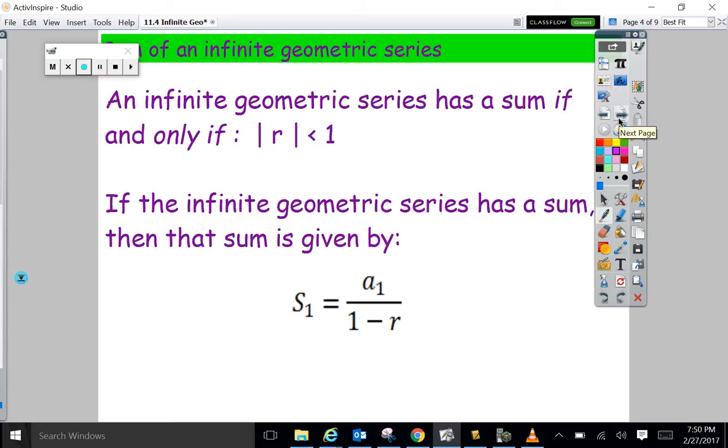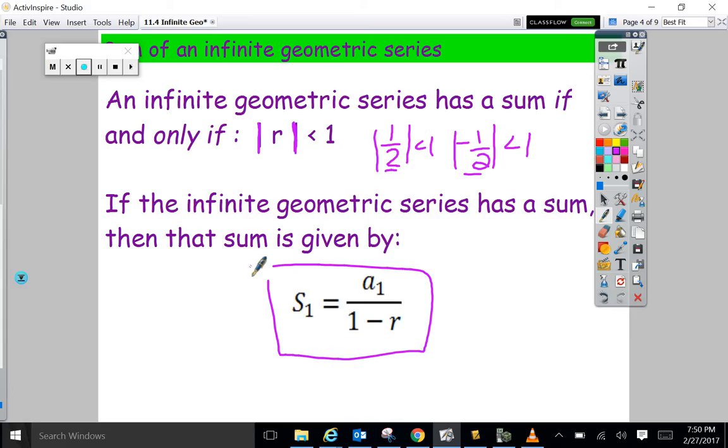So an infinite geometric series has a sum if and only if that common ratio, that r, has an absolute value less than 1. These are absolute value signs around it. So that means you could have 1/2 or -1/2 because the absolute values of those are both less than 1. So as long as the common ratio is less than 1, the infinite geometric series has a sum. If your r is less than 1, then we can use this formula to find that sum.